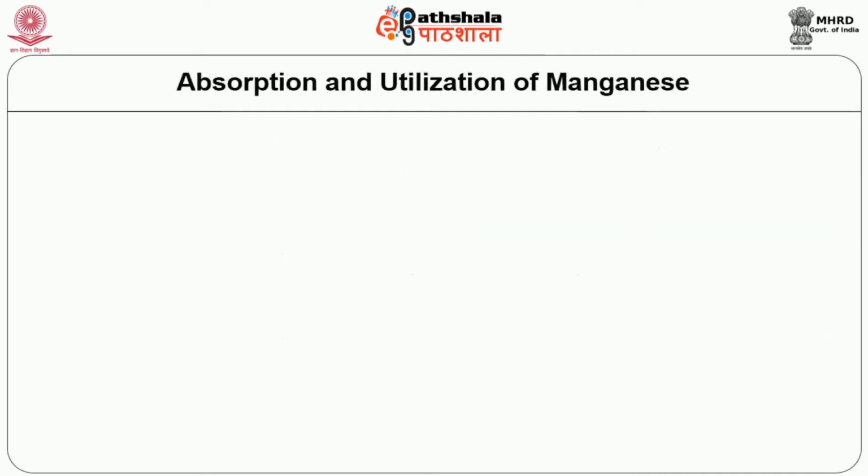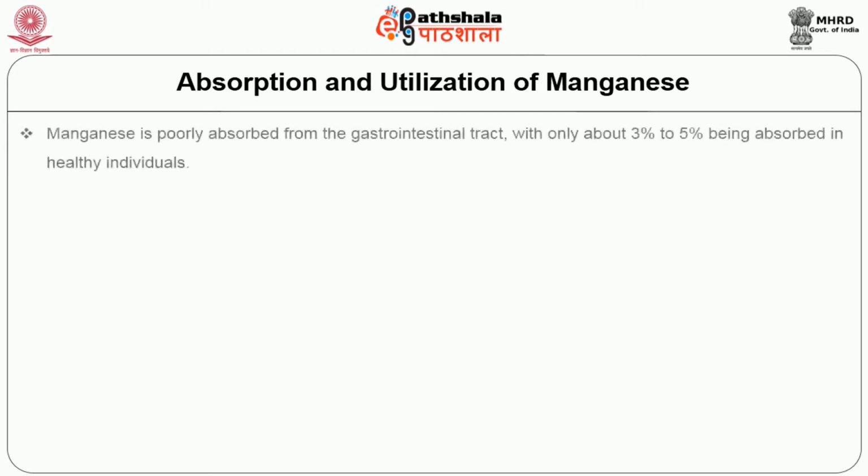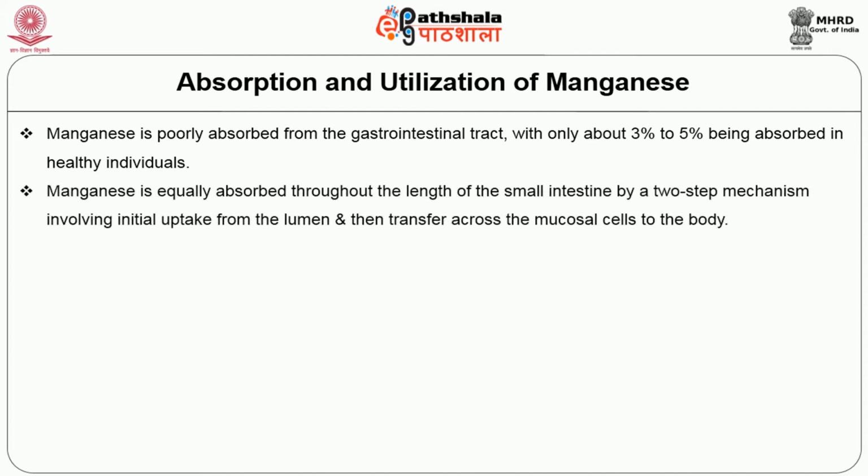Let us understand the process of absorption and utilization of manganese. Manganese is poorly absorbed from the gastrointestinal tract, with only about 3 to 5% being absorbed in healthy individuals. Manganese is equally absorbed throughout the length of the small intestine by a 2-step mechanism involving initial uptake from the lumen and then transfer across the mucosal cells of the body.